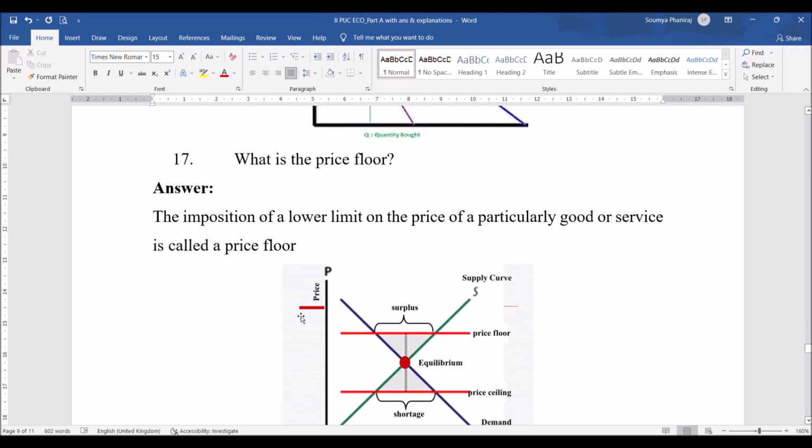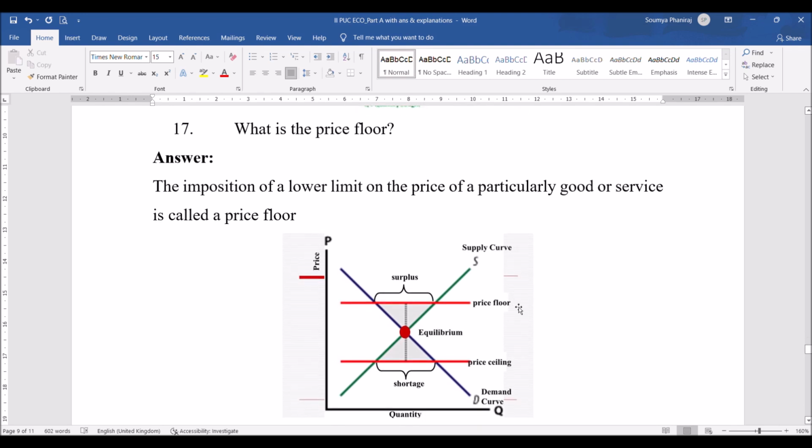The 17th question is, what is the price floor? The imposition of a lower limit on the price of a particular good or service is called the price floor. As the name itself says, floor is for the minimum, ceiling is for the maximum. So price ceiling is the maximum limit, price floor is a lower limit.